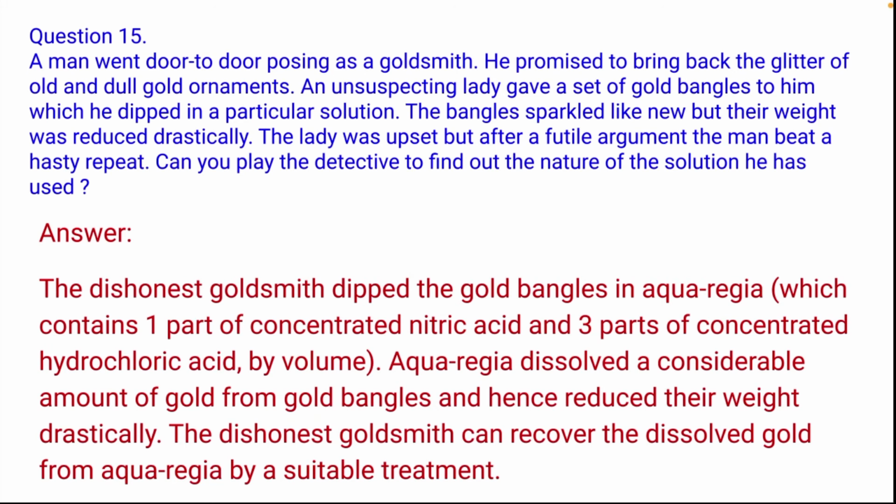So children, we know that gold is a noble metal which will not dissolve in any of the normal solvents or even acids. But if you make a particular royal water, that is aqua regia, by taking 1 part concentrated nitric acid and 3 parts concentrated hydrochloric acid by volume, we get a particular type of solution where gold can dissolve. So this goldsmith used this solution to dissolve and take away the gold from that poor lady. So we have to be very careful.